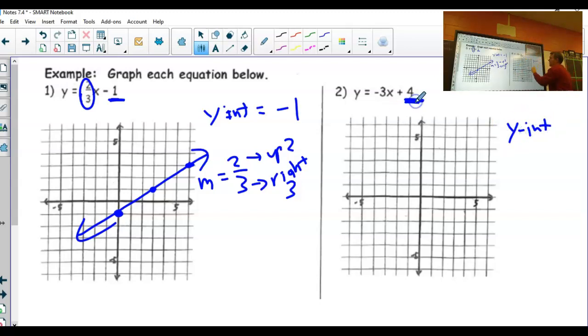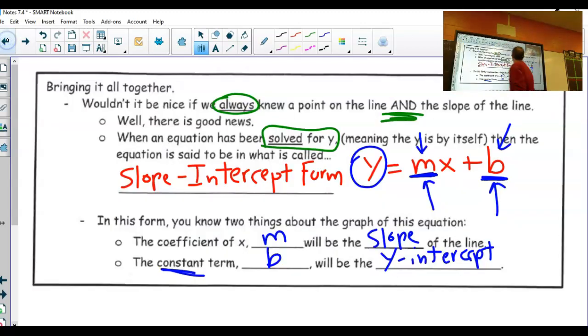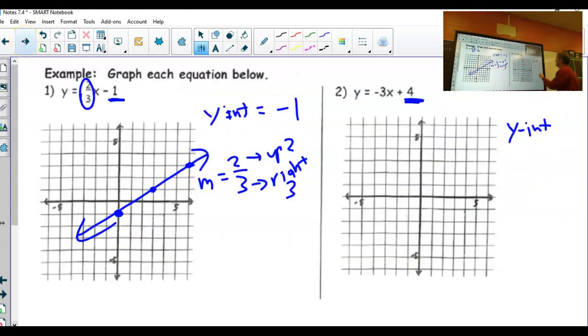Well, it's this number out here, right? The y-intercept is always this number out here that's not attached to the x. In this case, the y-intercept is 4. There's where this line crosses the y-axis. The slope of this line is -3.